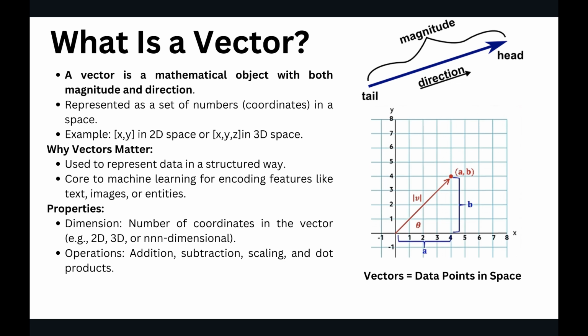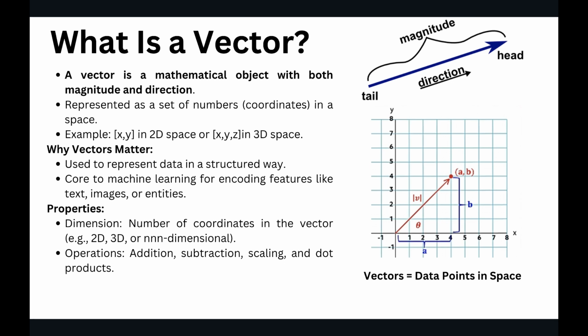Similarly, different physical quantities can be represented with a vector. So in mathematical terms, a vector is represented as a set of numbers in a space. For example, if you consider 2D space, we represent it with two numbers. One represents the x coordinate, another represents the y coordinate. Similarly, in 3D space, we use three numbers, each representing its coordinate axis, x, y, z.